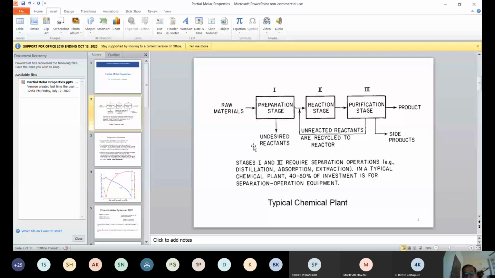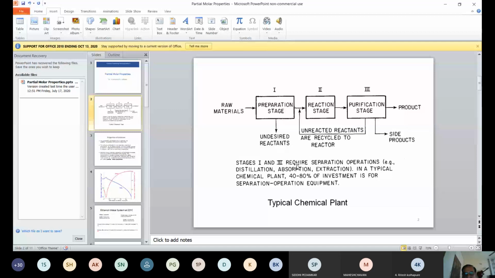Then the reaction takes place, and you may get more than one product from the reaction. One may be the desired product, others may be undesired products. So you need to purify it to get the desired product, and then the undesired product may be used somewhere else. Unreacted reactants, because conversion will not always be 100%, are recycled back to the reaction.